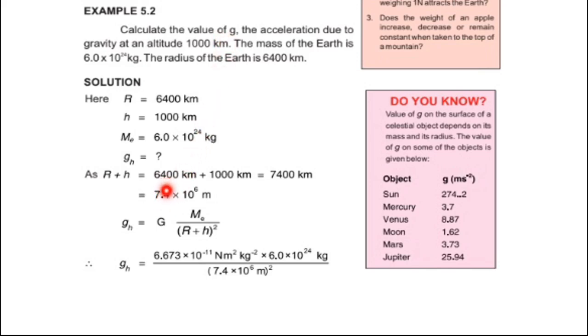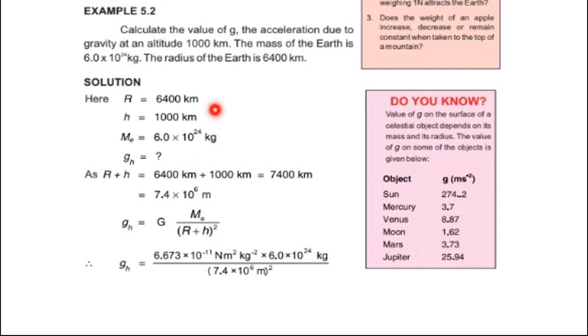R was 6,400 and height was 1000 kilometer. So by adding it, we'll get the answer as 7400 kilometer. Same, if I move the point towards the first non-zero digit, it will be 7.4 multiplied by 10 raised to the power 3. And by using the prefix of kilo as 10 raised to the power 3, we'll get the answer as 7.4 multiplied by 10 raised to the power 6 meter. So I'll write 7.4 multiplied by 10 raised to the power 6 meter instead of R plus h.